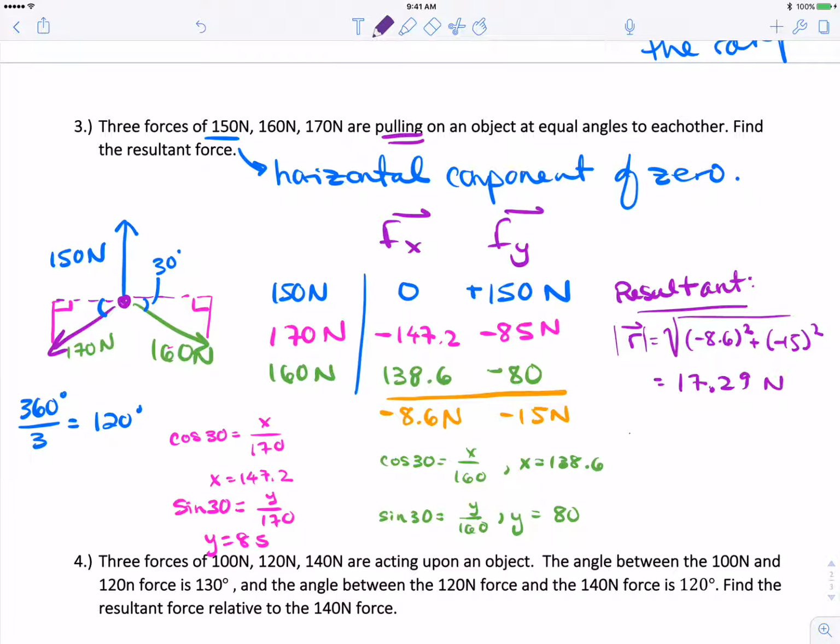When you report it, you always want to report it relative to another force. So I'll say here, therefore, the resultant is 17, I'll just round it to 17.3 newtons. And I'm going to say it's at, from the 170 Newton force.